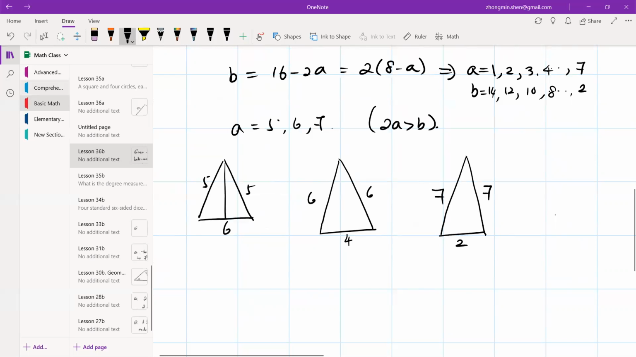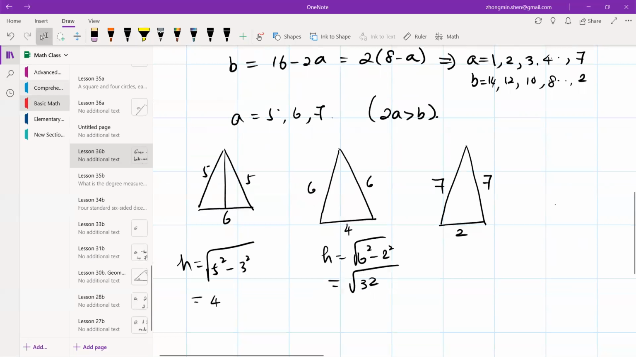This height h is going to be the square root of 5 squared minus half of the 3 squared. Okay, that is easy to get. It's 16, so it's square root of 4. And this h is going to be 6 squared minus 2 squared, 36 minus 4 is 32, square root of 32. I'm not going to simplify it at this moment, okay? And this one will be 7 squared minus 1 squared, 48.